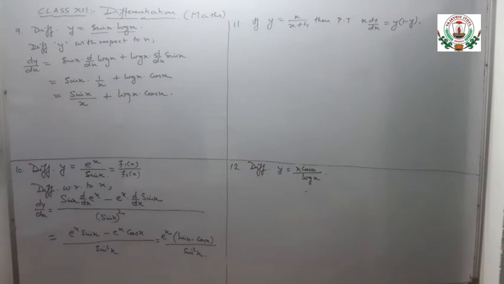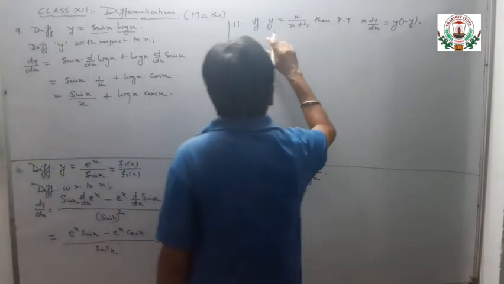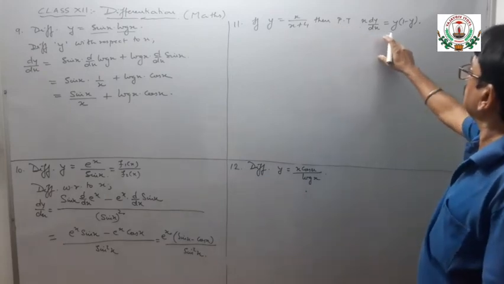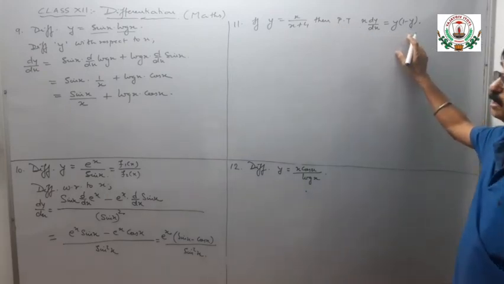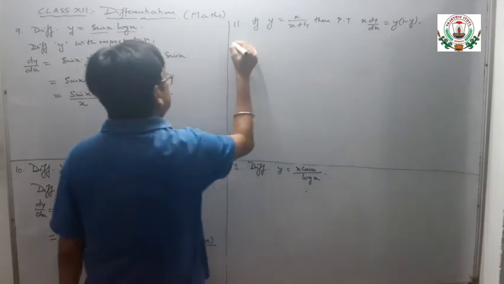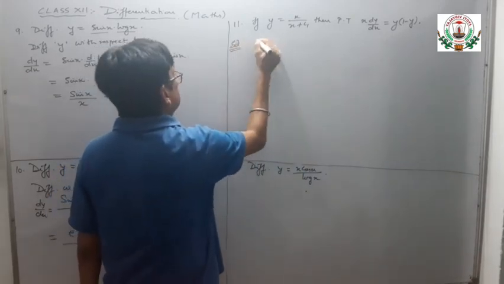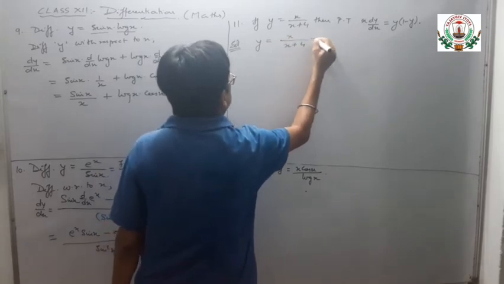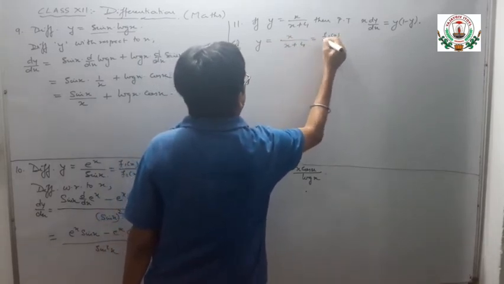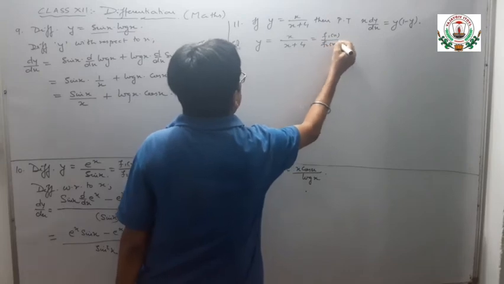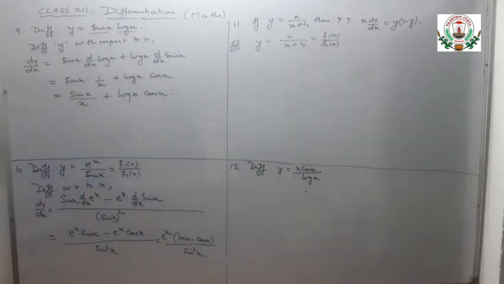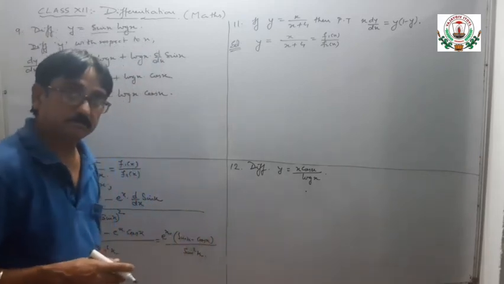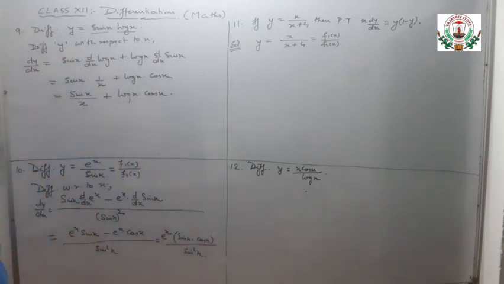Now question number 11. If y equals x upon x plus 4, then prove that x into dy by dx equals y into 1 minus y. Let us see this one. Solution. y is given to us as x upon x plus 4. Here x is our first function and x plus 4 is our second function. So we are going to apply the rule for the differentiation of the quotient of a function.